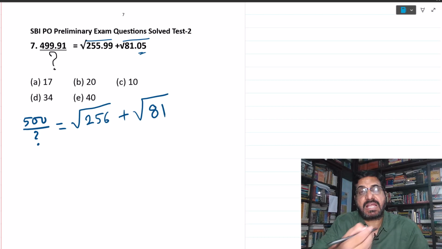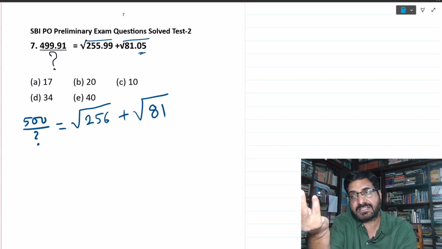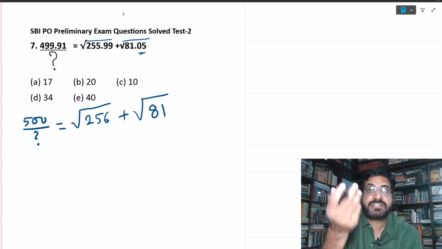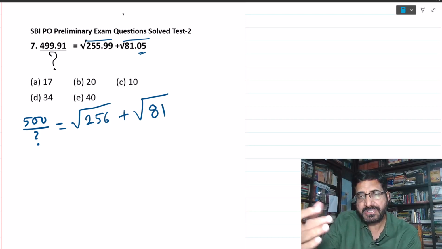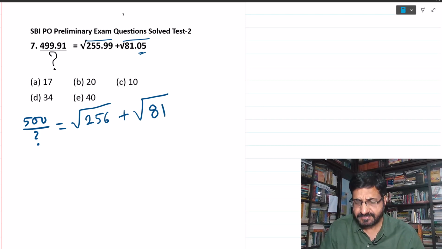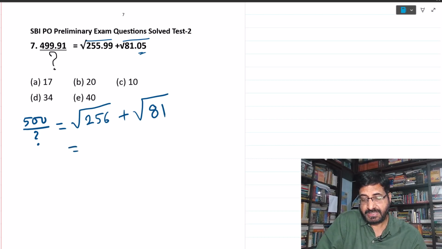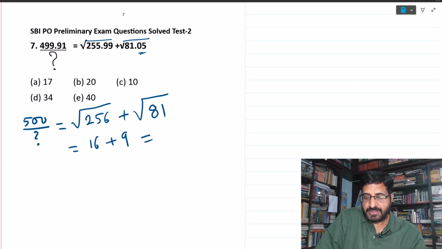I told you in my previous class, at least up to 30 you should know squares. What is 30 square? It is 900. What is 25 square? It is 625. What is 20 square? It is 400. What is 15 square? It is 225. What is 10 square? 100. What is 5 square? 25. At least you remember some important square numbers, then we can master other numbers also. Now 256. What is the square root of 256? It will be 16. If you multiply 16 2 times, you are getting 256. Similarly, if you multiply 9 2 times, you are getting 81. So square root of 81 is 9, square root of 256 is 16. So this will be 25.